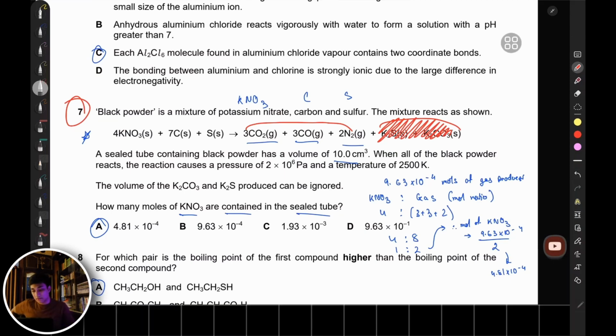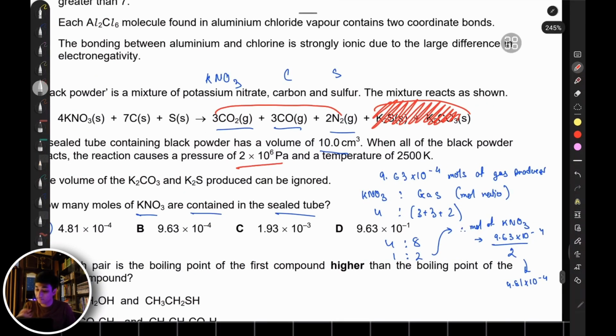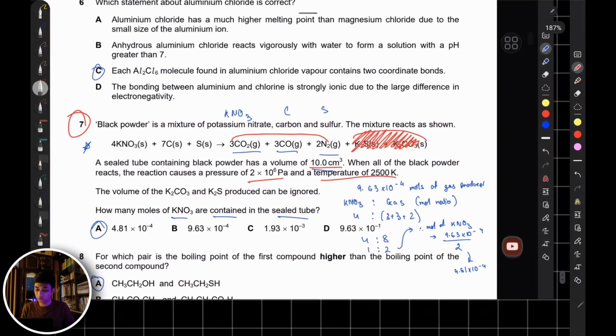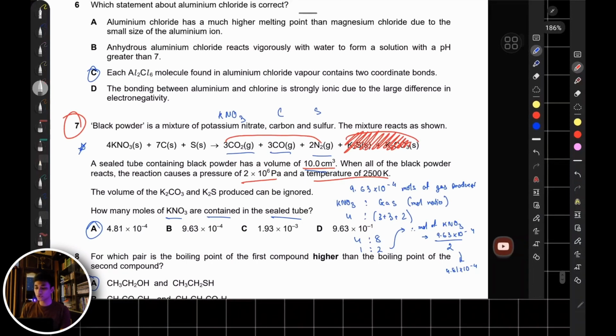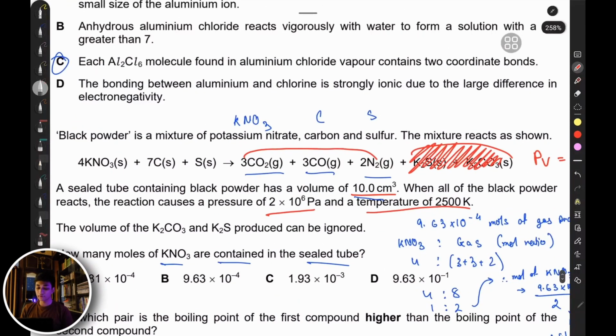In that case, they've given you some important information. They have given you the pressure, the temperature, and the volume. And from this, you can already guess what you need to do. You need to use PV equals nRT. Why do you want that? You want to find out the total moles of all of these gases, the sum of the moles of all of these gases.